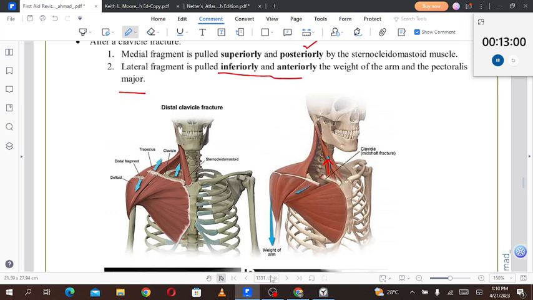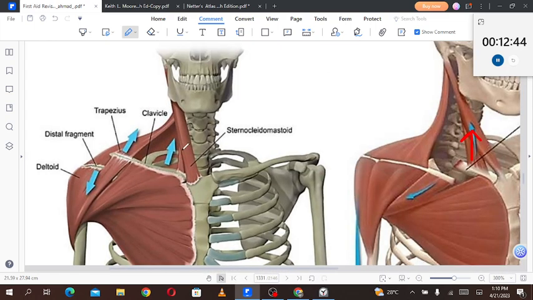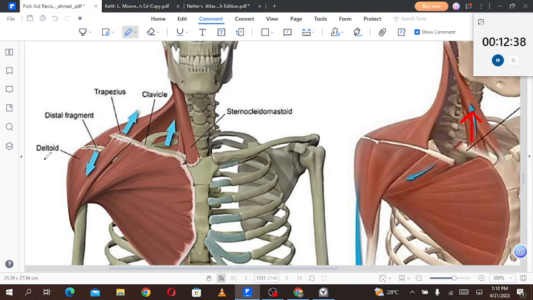The lateral fragment moves downward and outwards, and basically the upper limb droops or falls down. When the patient comes to you, he will be holding the affected upper limb with his contralateral hand. So remember this. These are some stabilizing movements of the clavicle: the sternocleidomastoid muscle and the trapezius muscle hold the clavicle upwards, while the weight of the upper limb and the deltoid muscle pull the clavicle downwards.